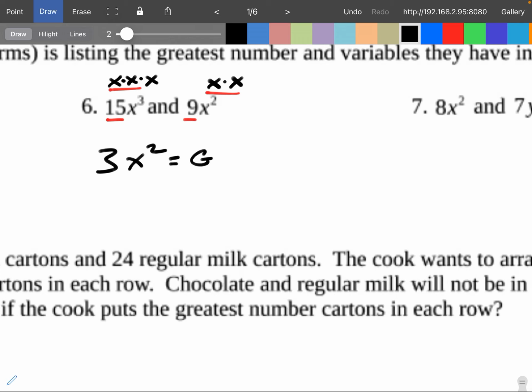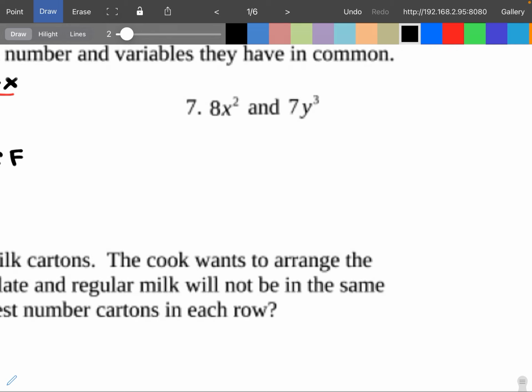And then number 7. Oh, I didn't write that was the GCF. I guess I could do that. And then number 7. What's the largest number that divides evenly into 8 and 7? It's only 1, right? And is it the same variable in both terms? No, so those are not in common. So that's it. The greatest common factor on number 7 is just 1.